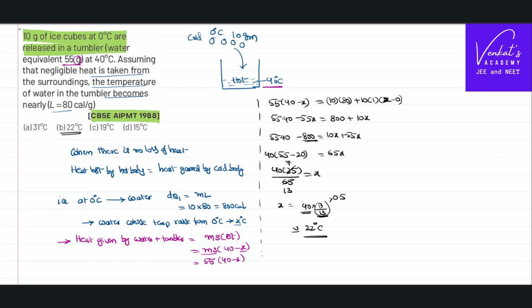So while we are solving this, we use the principle called the principle of calorimetry, that heat lost by the hot body equals heat gained by the cold body.